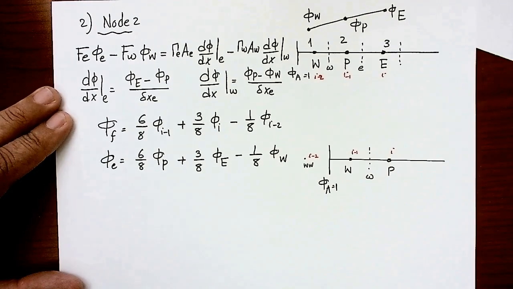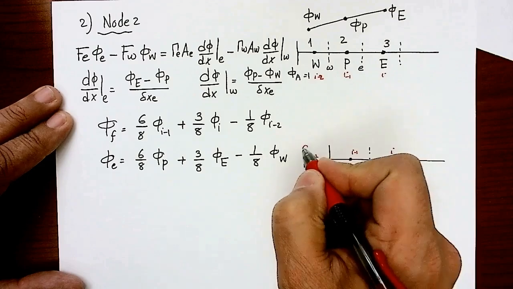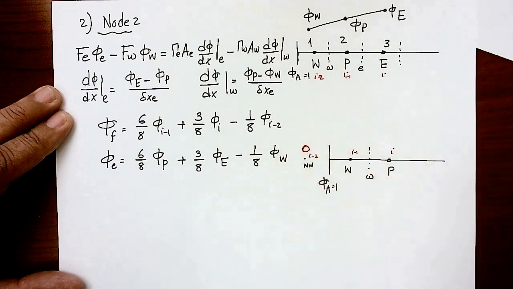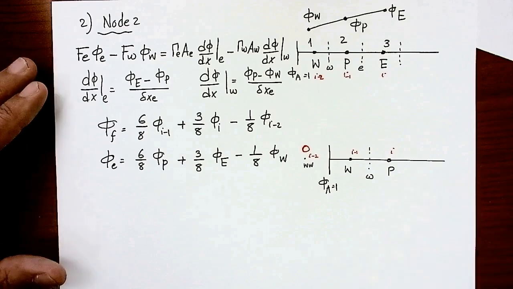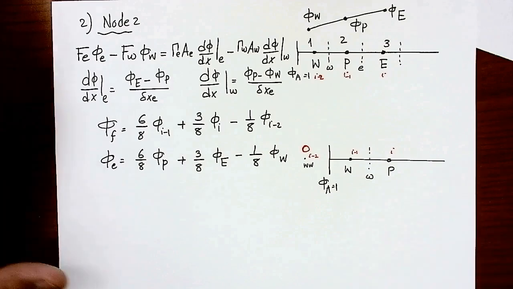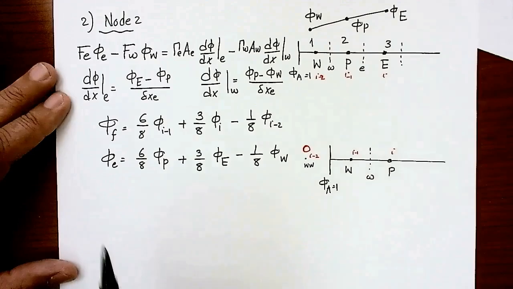Since there is no actual physical west-west node, I'm going to call that node O just to distinguish it, because it doesn't physically exist. So there is no west-west node actually. I'm going to call it O and leave it that way. And let's apply this equation.